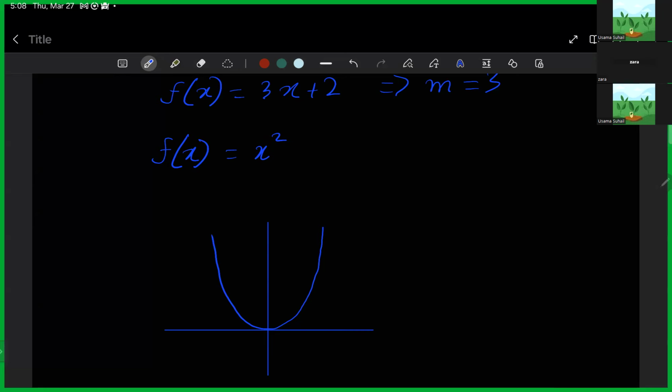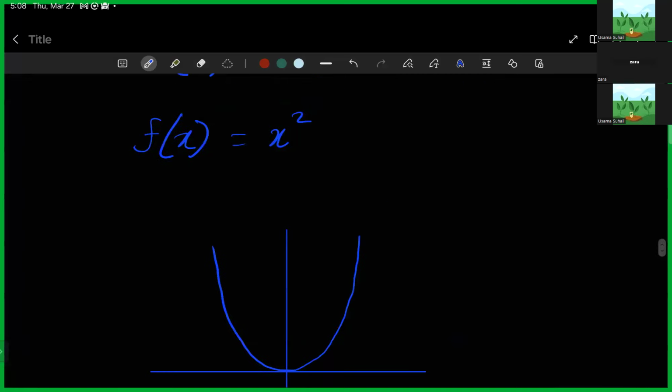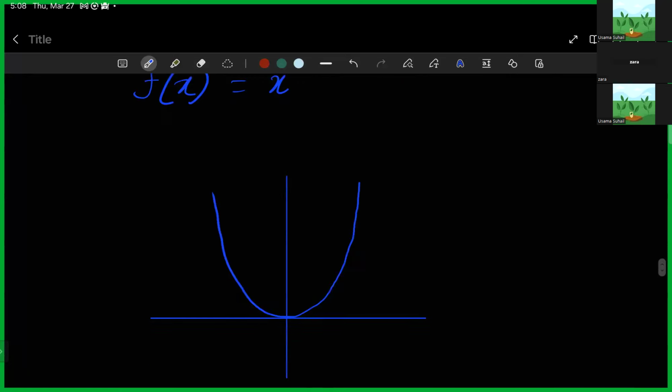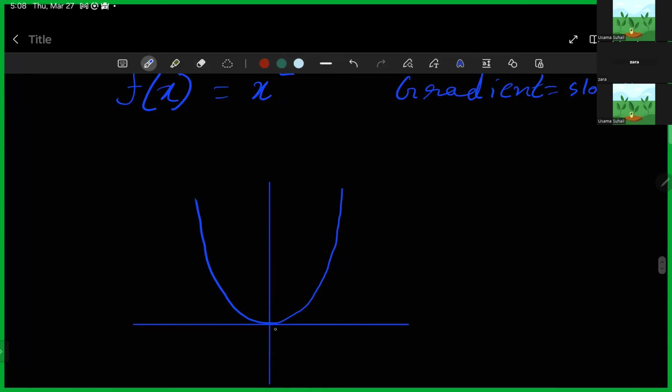Now it's a curve. How can I find the gradient for a curve when it is ever changing, right? The slope of this curve is ever changing. Gradient is the slope, right? Gradient is slope, and the slope is ever changing.